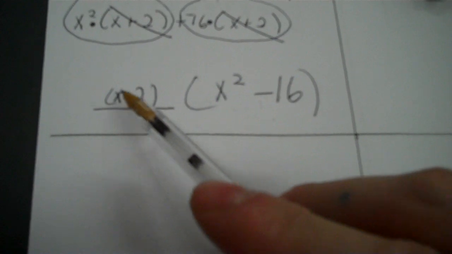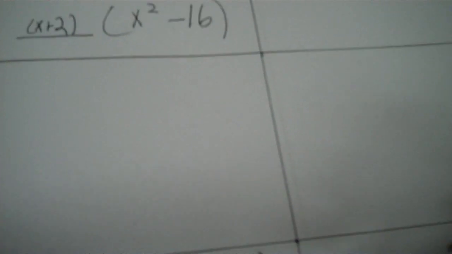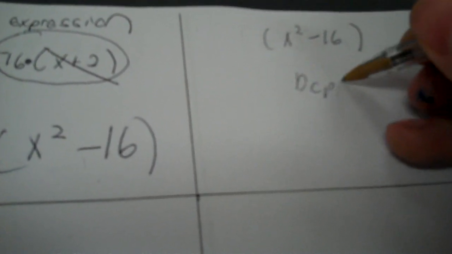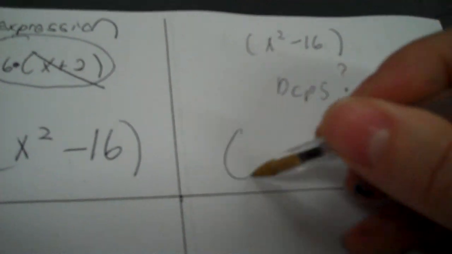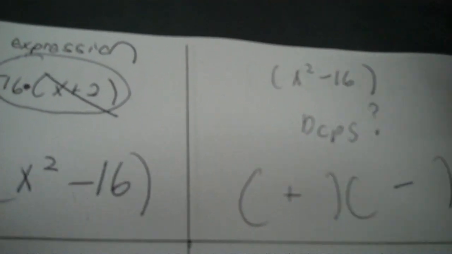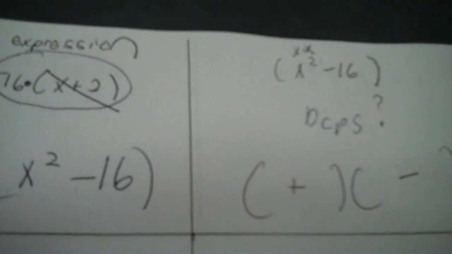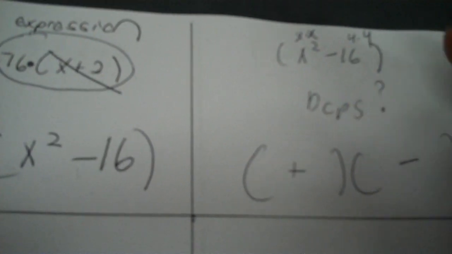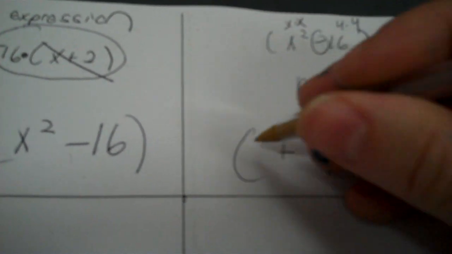Now, the x plus 2, x doesn't have a second power, so we just bring that down here. This is where I'm going to put the answer. But the x squared minus 16, because x is to the second, I need to see if I can do a possible DOPS out of that, difference of perfect squares. So x to the second is x times x. 16 is 4 times 4. And there's a minus, so that's definitely a DOPS.